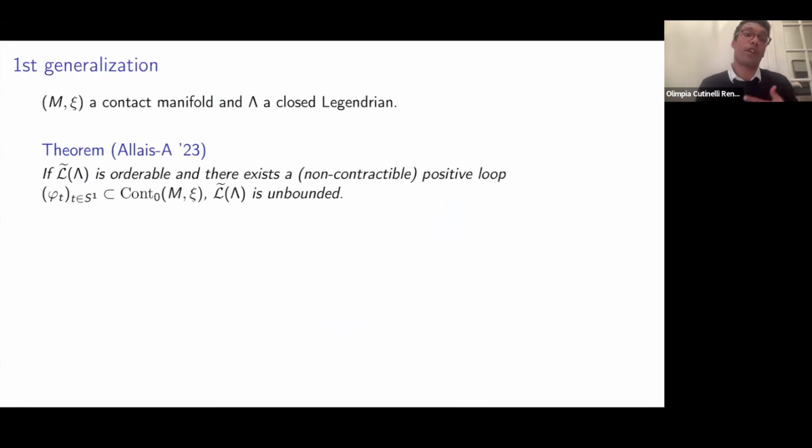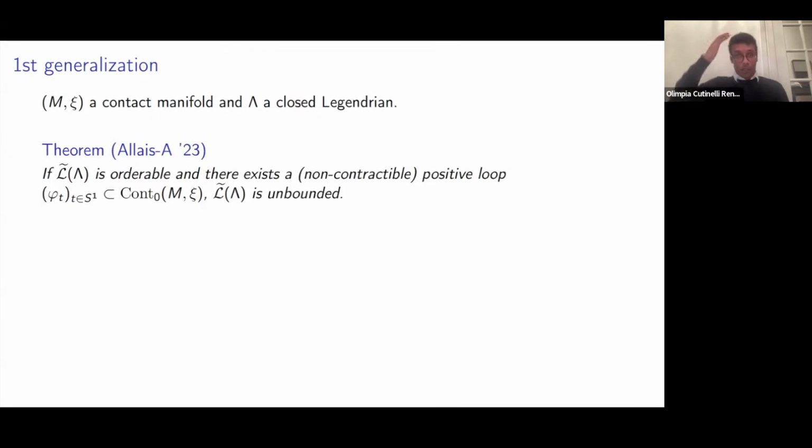And actually, we got a generalization of the theorem of Vincent Colin and Sheila Sandon with Simon Allais some years ago. If you take a contact manifold and a closed Legendrian inside it, the two hypotheses we were discussing just before are exactly enough to show that the space is unbounded. More precisely, if the universal cover of the Legendrian isotopy class is orderable, so the positive loops of Legendrians are not contractible, and there exists a positive loop of contactomorphisms, then L tilde is unbounded.